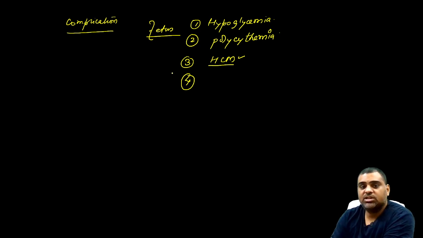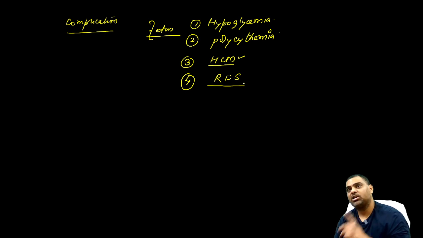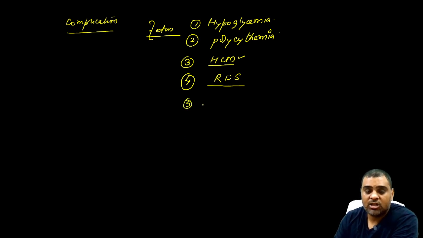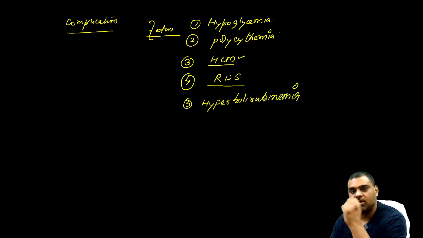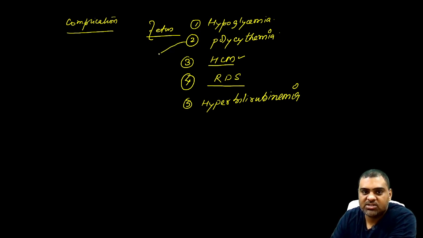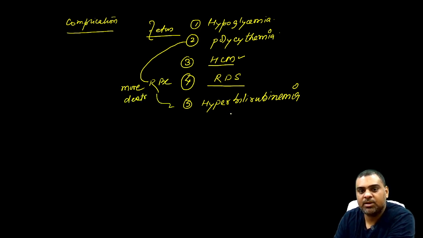Fourth, it can cause respiratory distress syndrome. Why? Because I have told you insulin inhibits surfactant production. That's why. Fifth, hyperbilirubinemia. Why is there hyperbilirubinemia? Now, there is polycythemia, so there is more RBC destruction. So there is hyperbilirubinemia, and that is unconjugated.